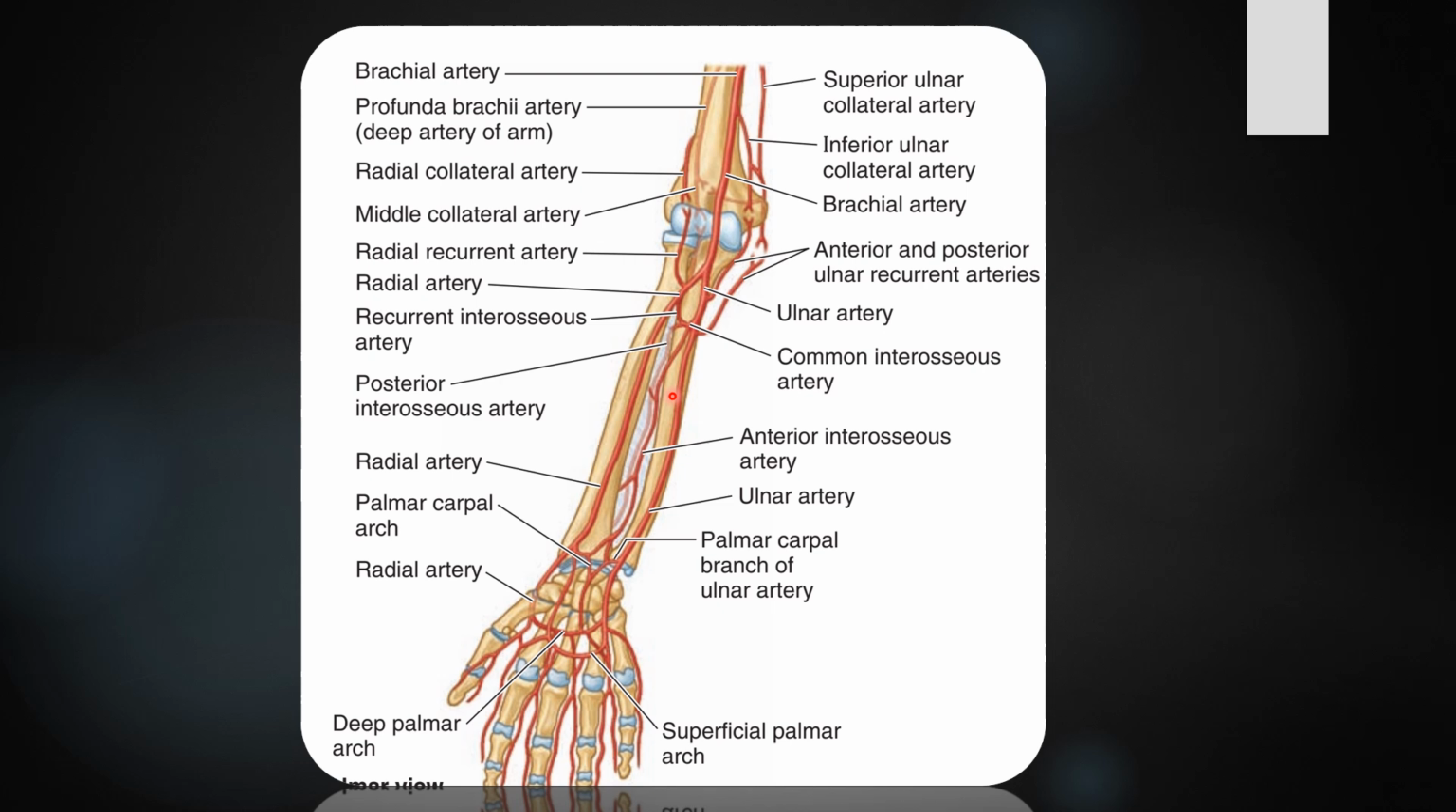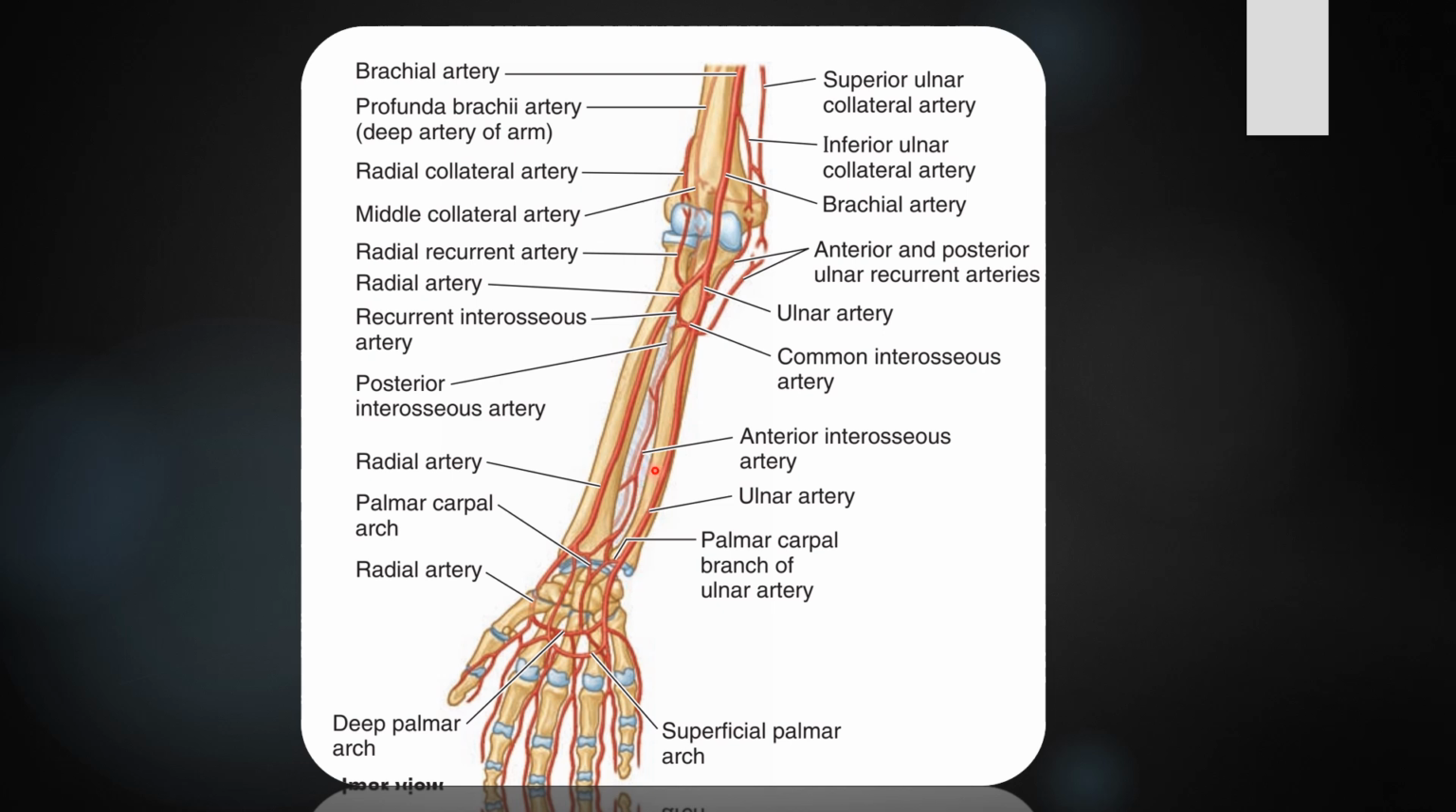This common interosseous artery is giving two branches, that is anterior interosseous and posterior interosseous. Anterior interosseous artery is giving anterior carpal arch, that will anastomose with palmar carpal arch near the wrist joint. And posterior interosseous artery is giving a posterior carpal arch, that will anastomose with dorsal carpal arch of radial and ulnar artery, which is seen as anastomosis around the wrist joint.